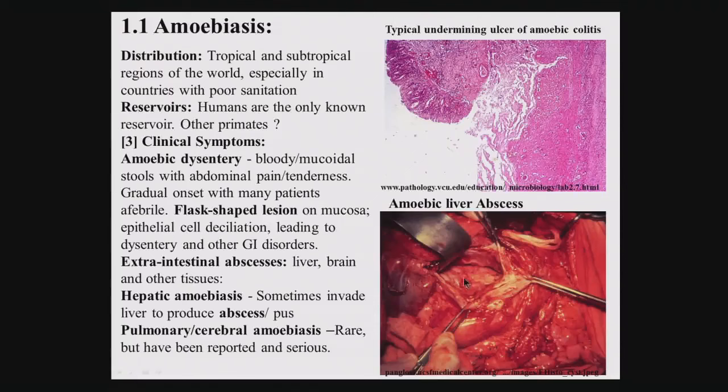And the picture at the bottom shows the liver abscess, which is due to the invasion of amoeba. They come out of the intestinal tract and invade the liver. At the same time, they could also create a pulmonary or cerebral amoebiasis, when they move out of their usual habitat of the intestinal tract and end up in the brain or in the lung. So this is the more unique feature for this particular disease.